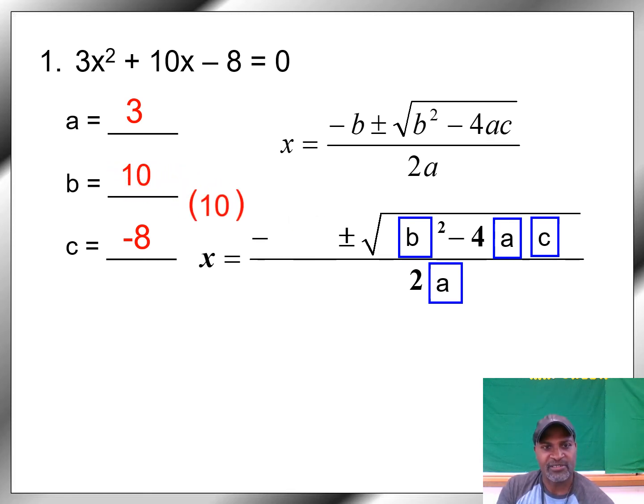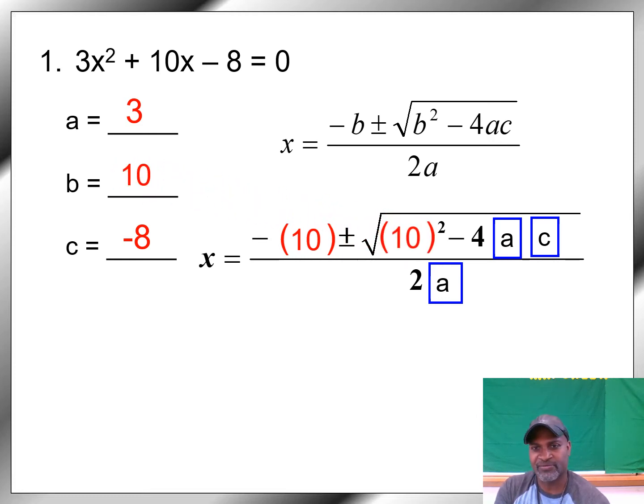So the 10 is going to replace all the b's, wherever you see a b. And then we've got some a's. Let's go ahead and replace every a value with 3.